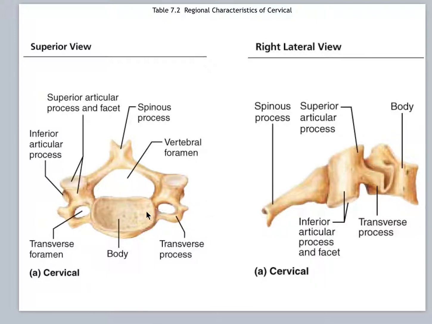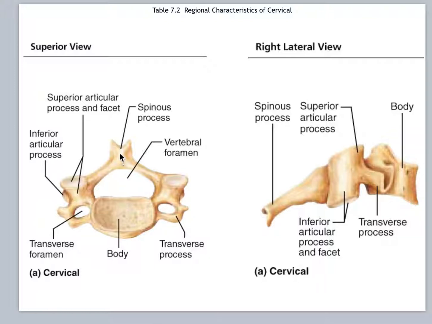Here's a cervical vertebra. Here's the body of the cervical. Here's a transverse process, and see how there's an opening, a transverse foramen. It's called transverse foramen because it's the foramen in the transverse process. This is the transverse process. It's the foramen in the transverse process. That's why it's called a transverse foramen.